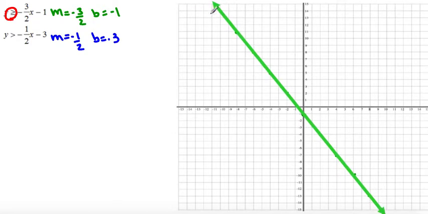And then I do the same thing for the blue line, so I start at -3 on the, oh sorry, let's shade first. So we're trying to figure out which way to shade. So I'm plugging in the point 0, 0. So if 0 is greater than or equal to -3/2 times 0 minus 1, so if 0 is greater than or equal to -1. So 0 is greater than -1, so I get to shade the part that includes 0, 0, which is to the right of the green line.